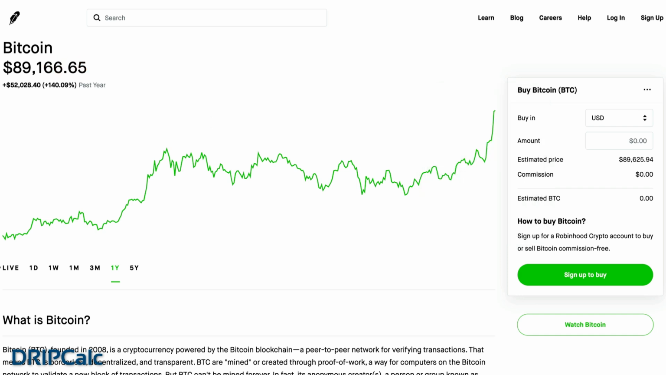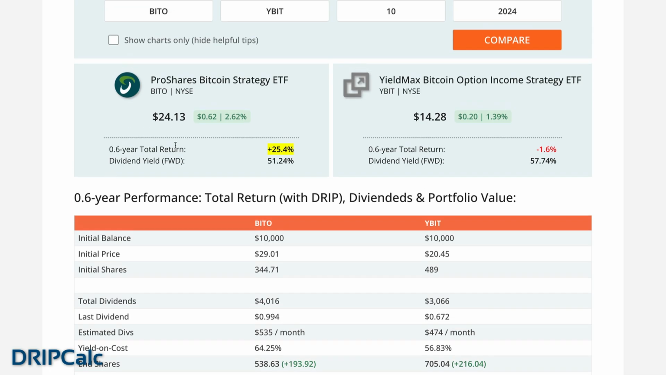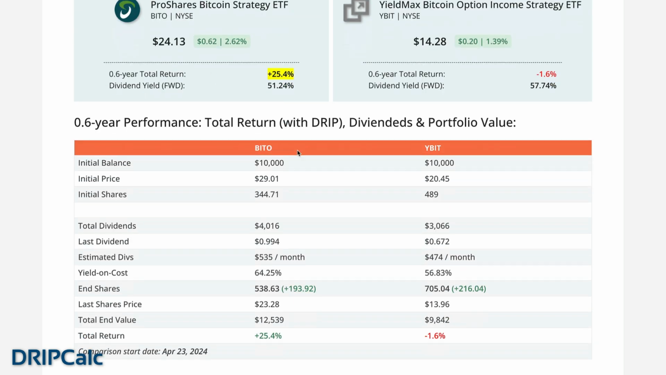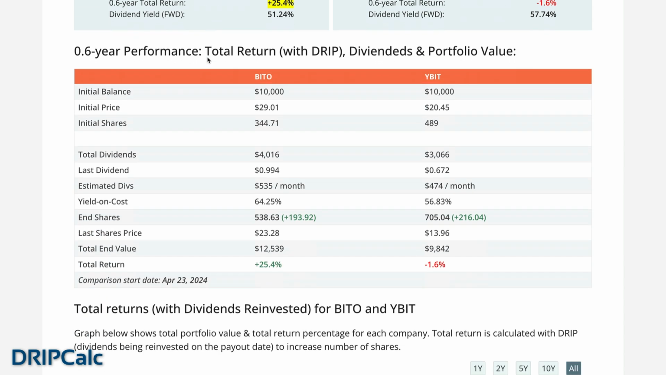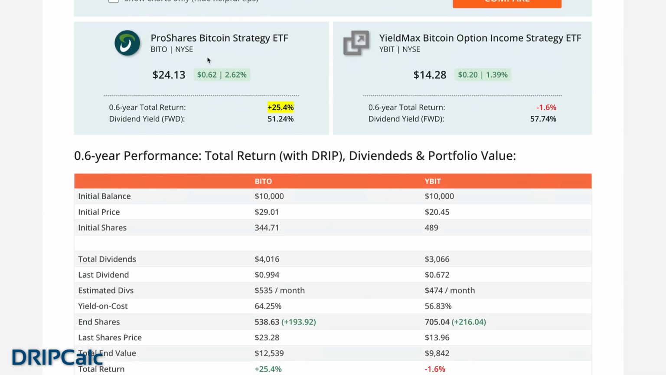And going back to this comparison, Bitcoin did better than BITO by about 10% total return. But again, this is an income ETF, guys. And another beauty of this thing is that you can actually sell. One of the main reasons why I hated this YBIT product is because if you own BITO, you collect the dividends, but you can sell your own covered calls on it.